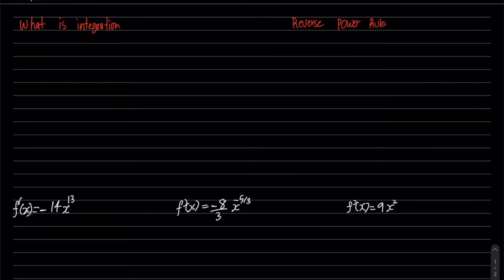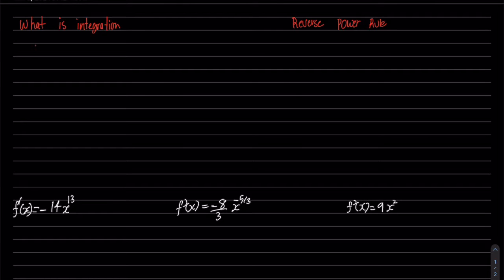In this one, I'm going to explain to you integration and introduce to you the reverse power rule. So what is integration? Well, integration is the opposite of taking the derivative of something. So when you take the derivative of something, in this case, it becomes a power less. But when you integrate it, you increase the power by 1.